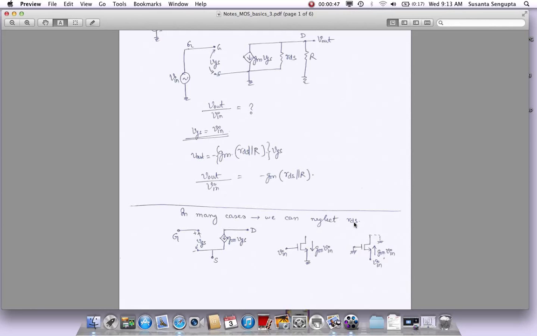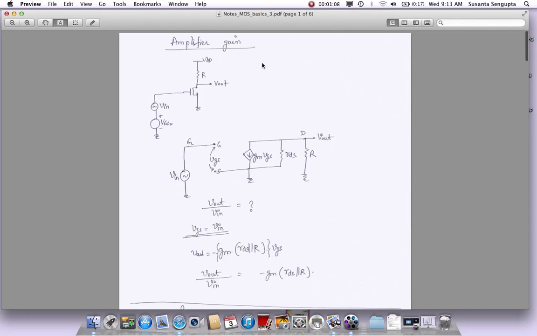But at least for doing some initial hand calculations, for a simple understanding of the circuit, or to come up with a first cut design, in most cases we can neglect RDS and come up with a quick way of analyzing the circuitry without drawing a very complicated small signal model. Remember, this model is for only one transistor.